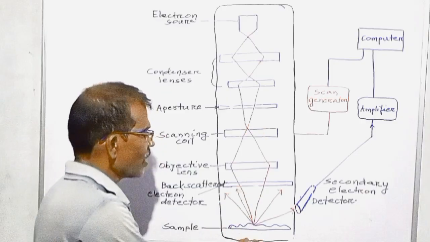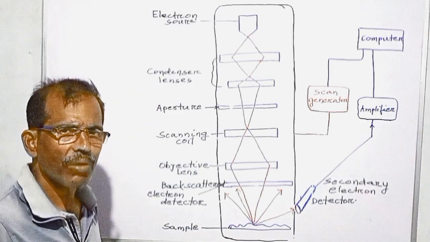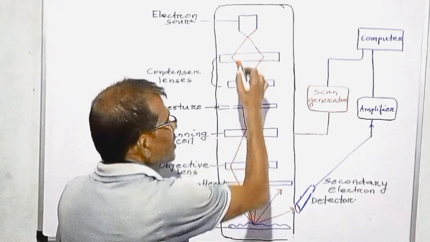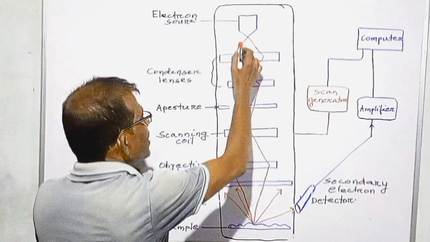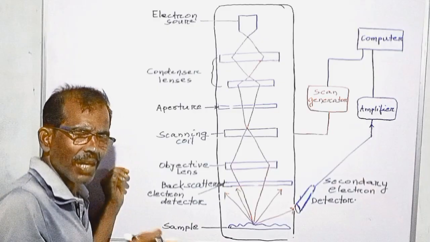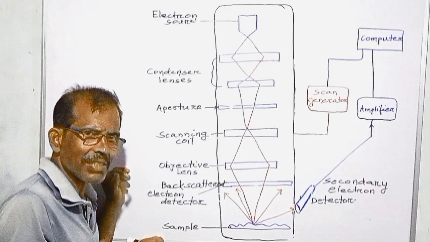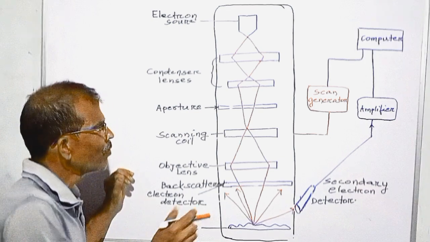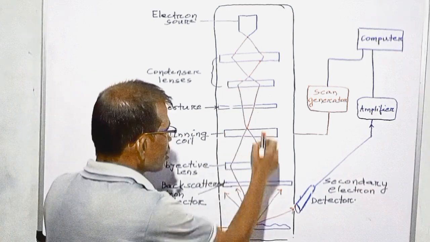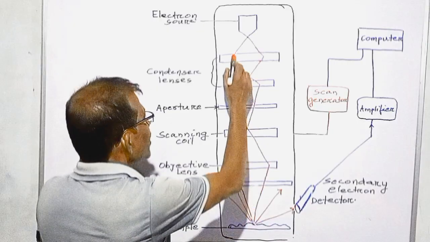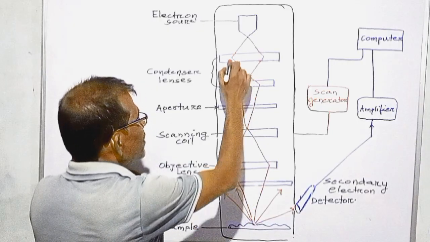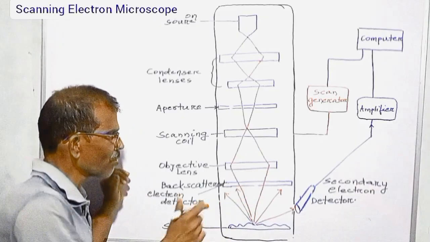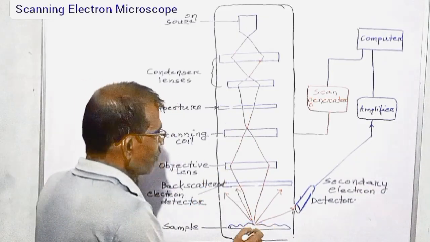This figure illustrates different components of a scanning electron microscope. The first one is the electron gun, which generates electrons. The electrons are collected, accelerated, and shaped into a fine electron beam, which is then focused onto the sample by the condenser lenses. There are two condenser lenses whose function is to focus the electron beam onto the specimen.